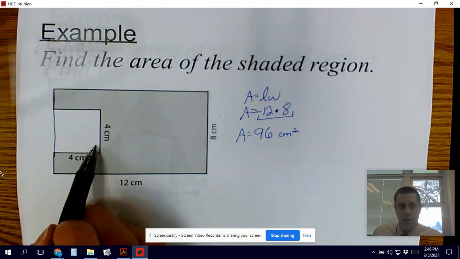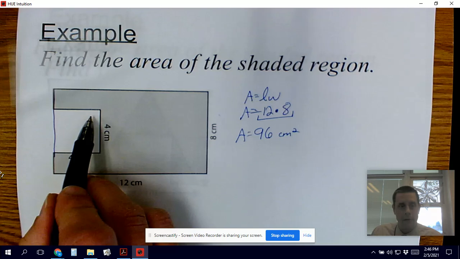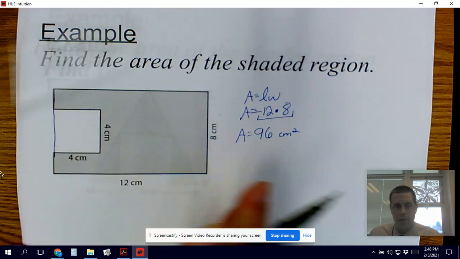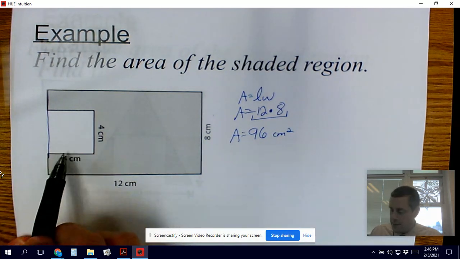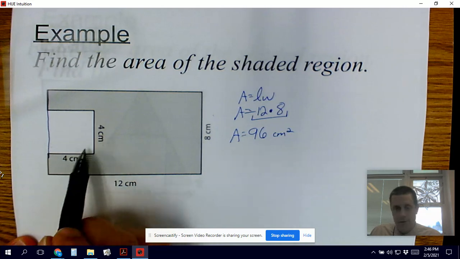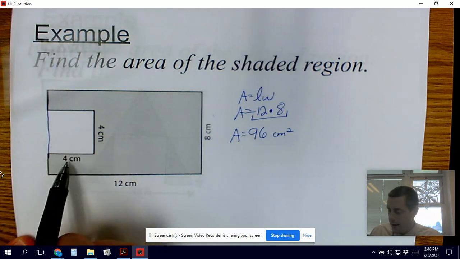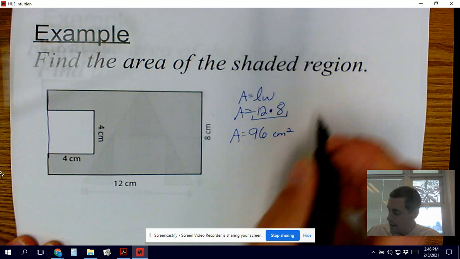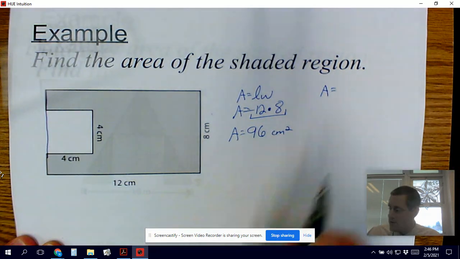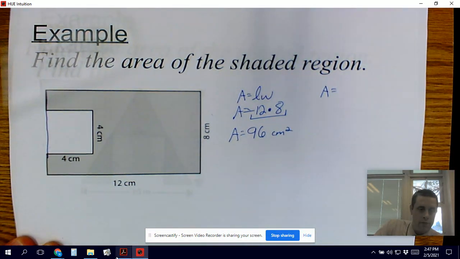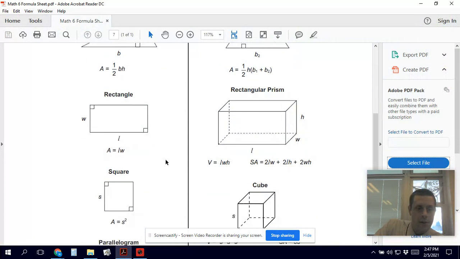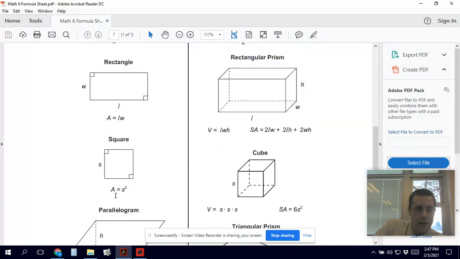But we have a chunk missing at the end. So let's find the area of that missing chunk. That piece that's missing is a square. I know it's a square because it's a quadrilateral with right angles and all sides are the same. For the formula for a square, if you need to pull out your formula sheet, the square is the third object on the left-hand side. We see area equals side length to the second power.